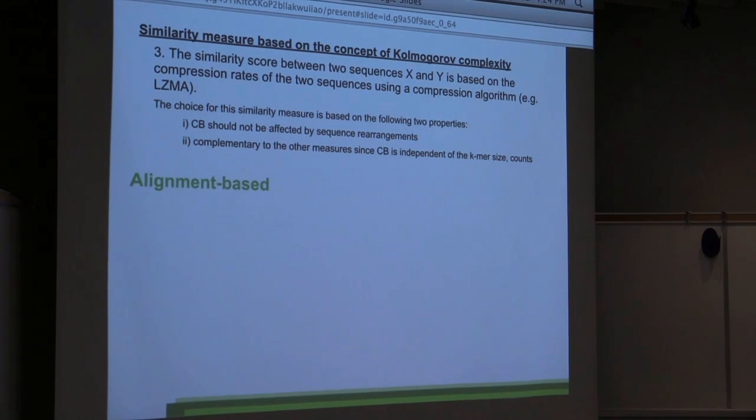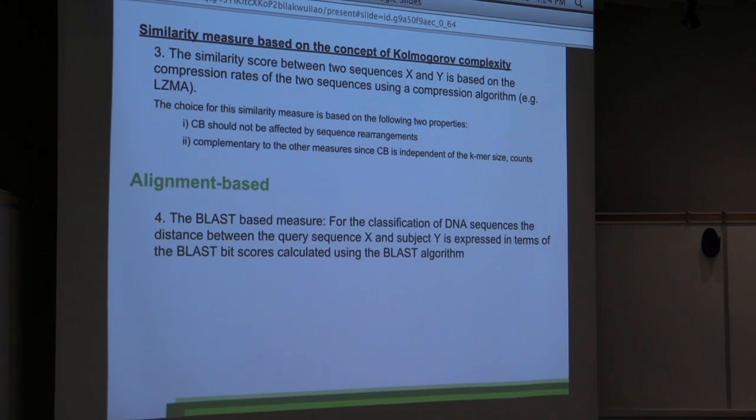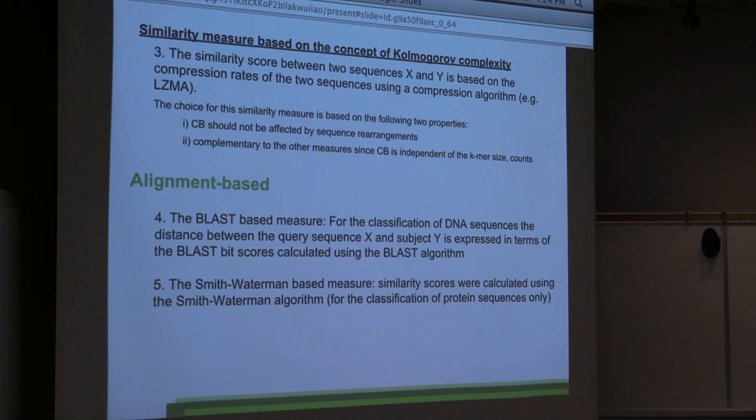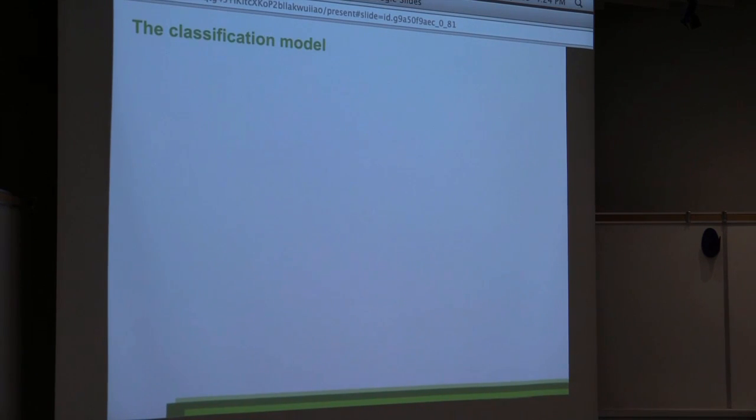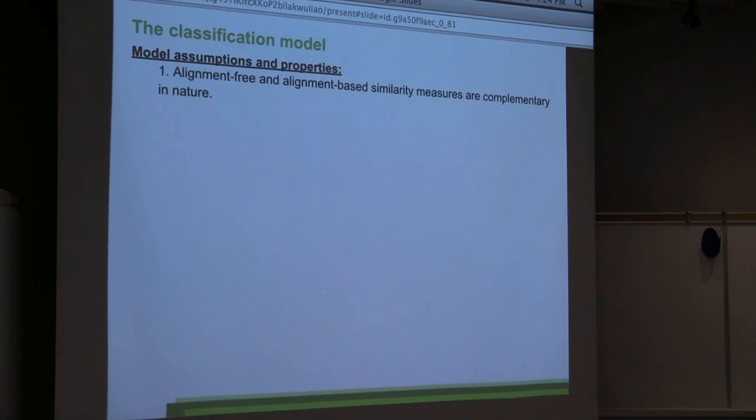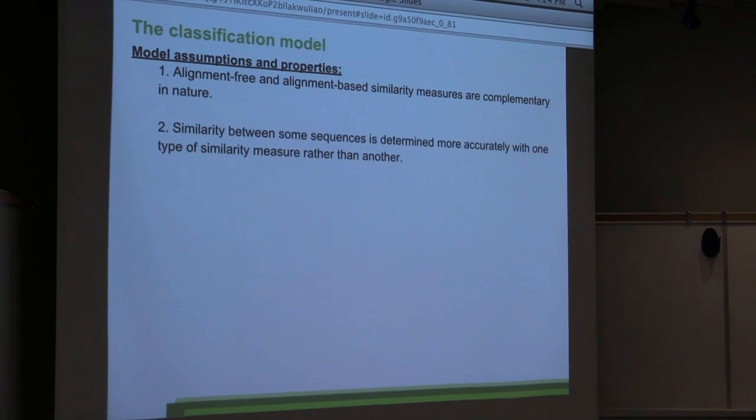The other two measures we decided to incorporate in our model are the BLAST measure for DNA sequences and the Smith-Waterman for protein sequences. So for the classification model, we have some assumptions and certain properties. First of all, alignment-free and alignment-based similarity measures are complementary in nature. So some would be better at classifying certain types of sequences than others.